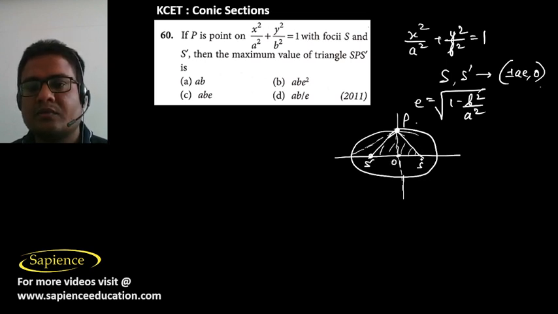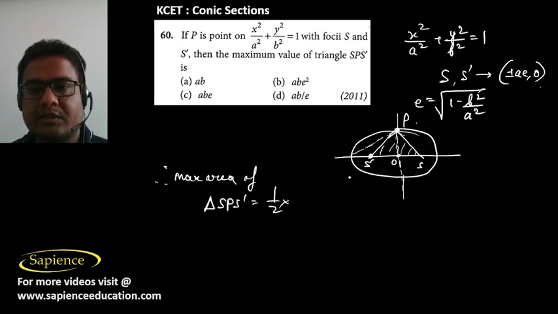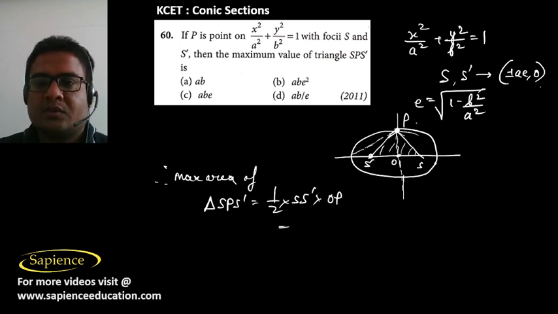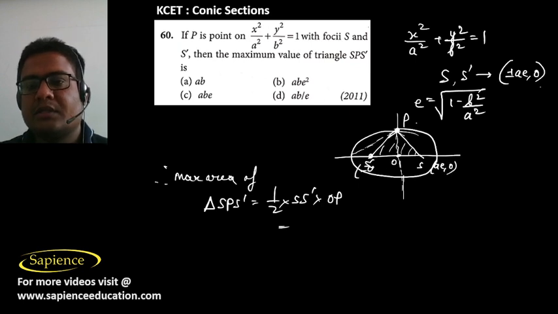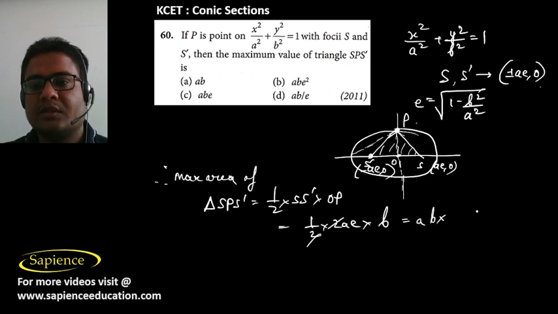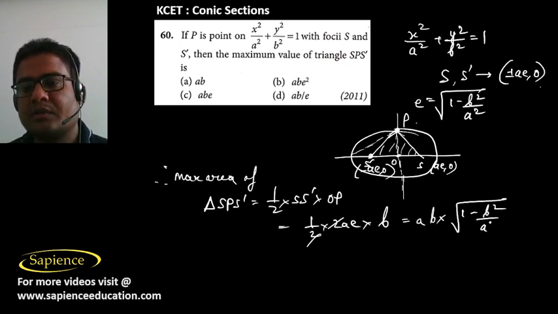So therefore the maximum area of the triangle SPS dash will be equal to half into base SS dash into height OP. So this is AE comma 0, this is minus AE comma 0. So half of 2AE into OP. OP length is B here. So 2 and 2 will cancel, and it is AB into E. E is square root of 1 minus B square by A square.